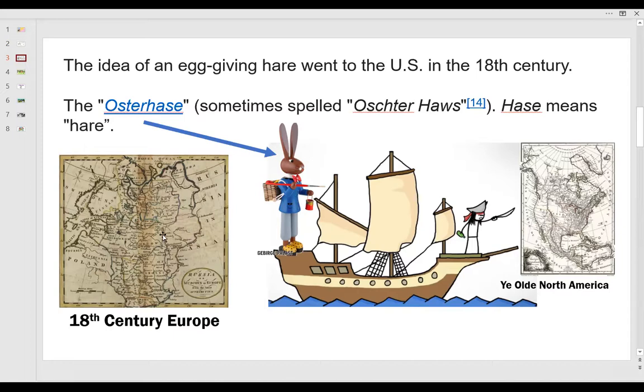So here we have 18th century Europe, a map. We have our explorers crossing the ocean. And with them, when the German explorers and immigrants are coming to North America, they're bringing stories of Osterhaus. And Osterhaus is the story of the Easter Bunny, because Haus means hare. So they came across, they came to ye old North America, and there you go. So as it stands, let's see, what do we got here? What's the next slide?